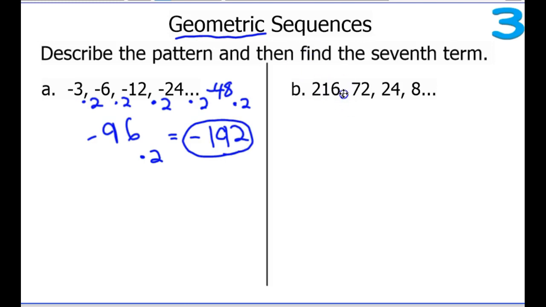Here we need to figure out what we're multiplying or dividing by. It's going down, and that's positive, so it looks like we're dividing. So even if you don't know 216 divided by 72 easily, you can look at 24 divided by 8, which gives us 3. So we're dividing by 3 each time.